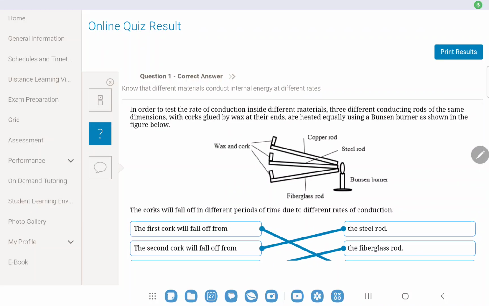So today we're going to be doing the physics term 2, week 1 AMS quiz. It's a repeat of the last week of last term's quiz.